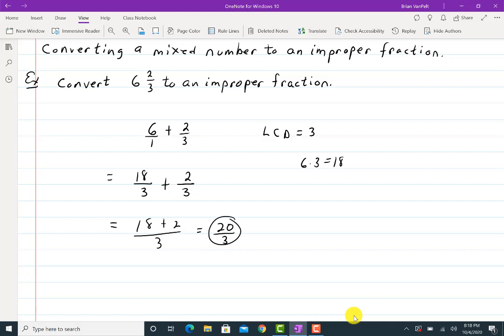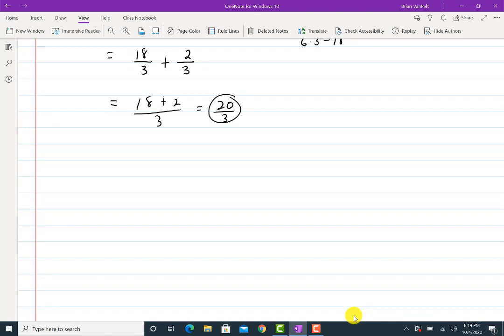So converting back to an improper fraction, I think, is easier than making a fraction into a mixed number. This direction seems easier to do. Let's do another example. Let's convert 17 2/5 to an improper fraction.